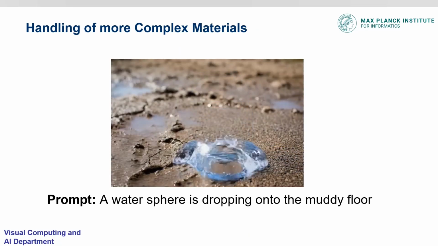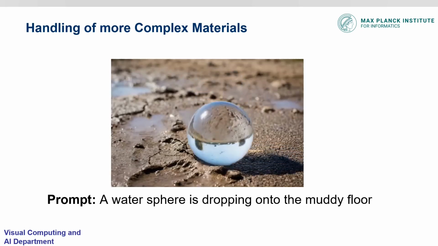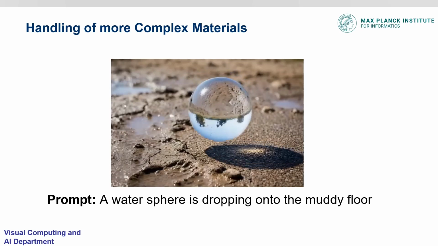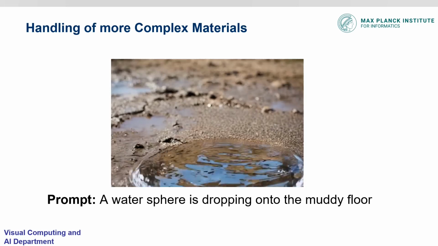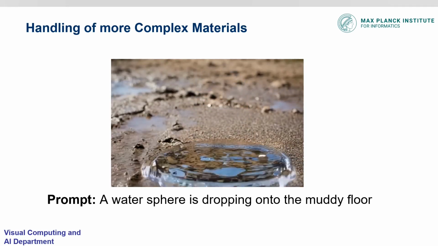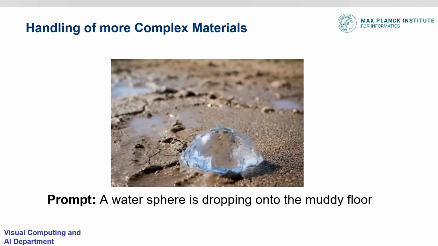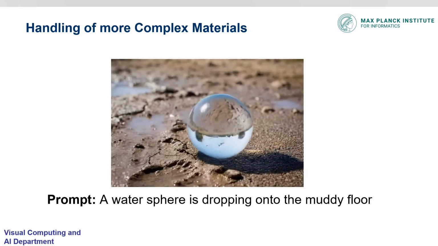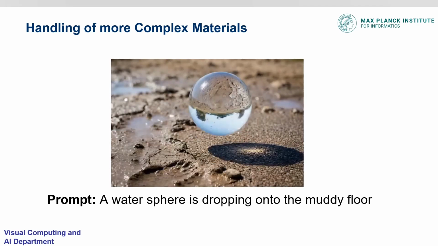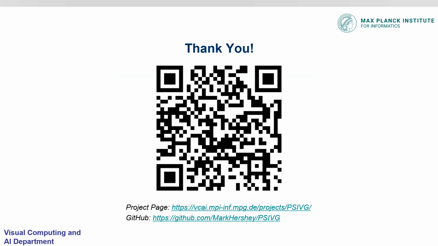Finally, we show an example involving a more complex material, a water sphere dropping onto a muddy floor. This example illustrates the broader potential of physics simulator in the loop generation. Although highly complex materials remain challenging, this result suggests that the framework can extend beyond rigid objects toward richer physical behaviors. To conclude, we presented PSIVG, a framework that improves video generation by integrating a physical simulator into the generation loop. Our method generates videos that are more physically consistent while maintaining strong visual quality.